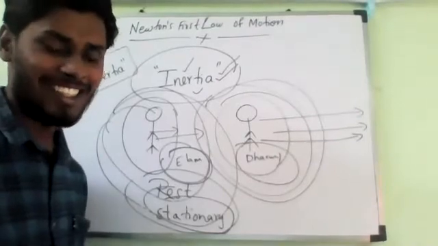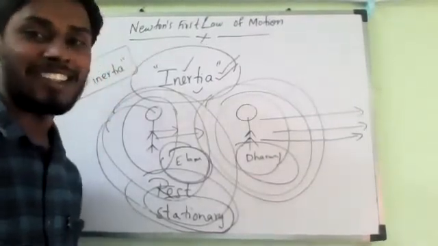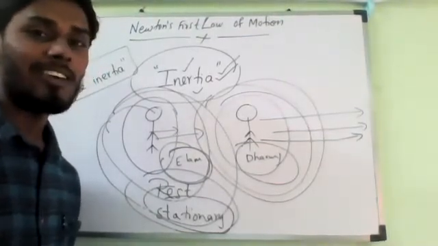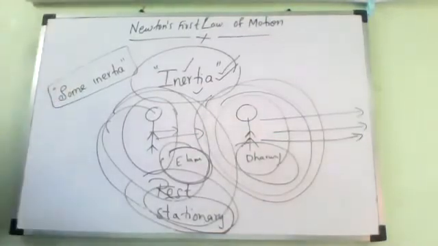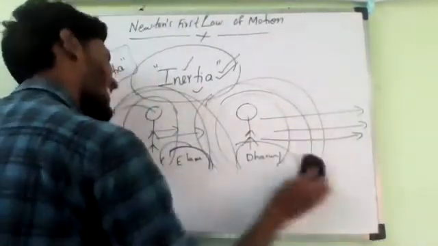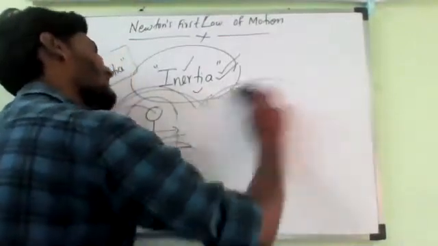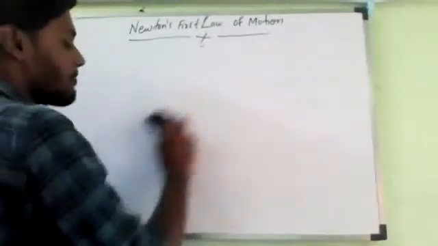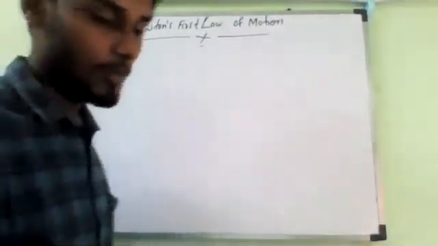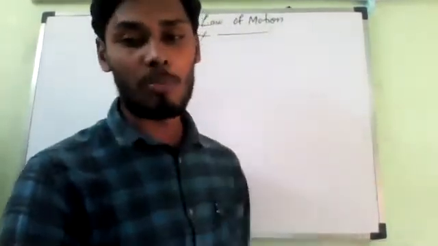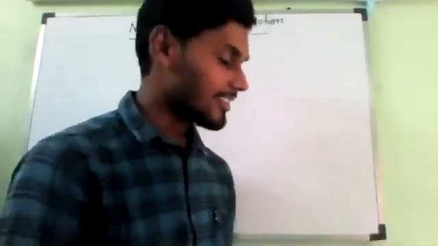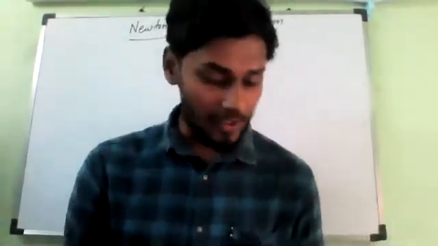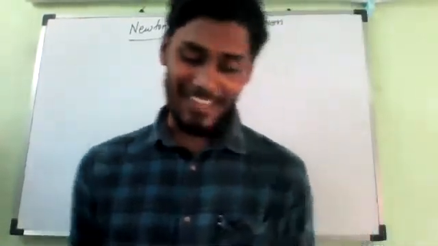Now, what is this inertia? Remember, mass is a measure of inertia of a body. What is inertia? Mass is a measure of inertia. The mass of a body is the inertia of a body. So the body which has more mass has more inertia, and the body which has less mass has less inertia. Is it yes or no? Less inertia.